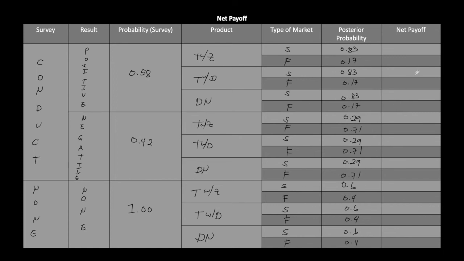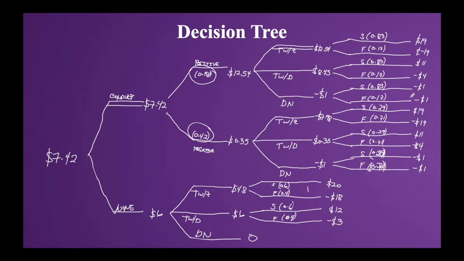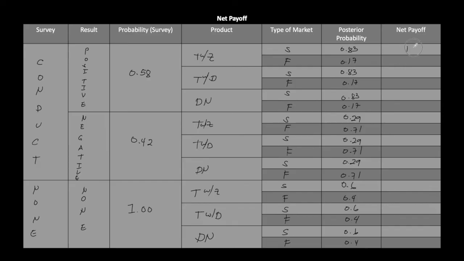Okay, now for the net payoff, ang net payoff natin, pareho talaga, not just almost, same ang ating net payoff for positive and negative, that is 19, negative 19, 11, negative 4, negative 1, negative 1. So, let's go sa ating table. Let's write here 19, negative 19, 11, negative 4, negative 1, and negative 1. Ulitin ulit, for the negative na ating result. So, let's have 19, negative 19, 11, negative 4, negative 1, negative 1.